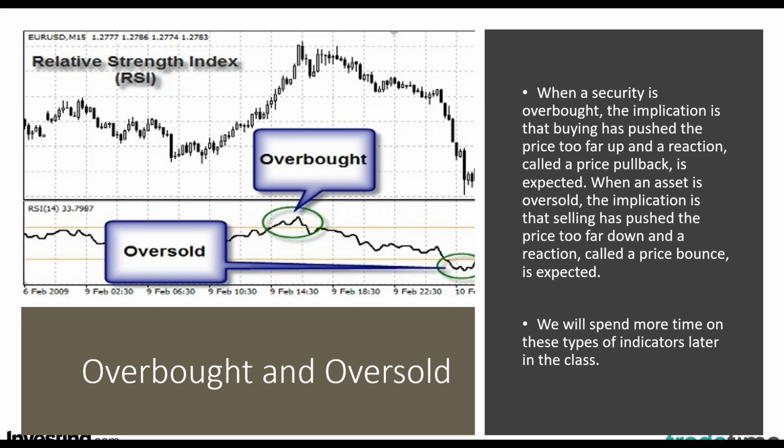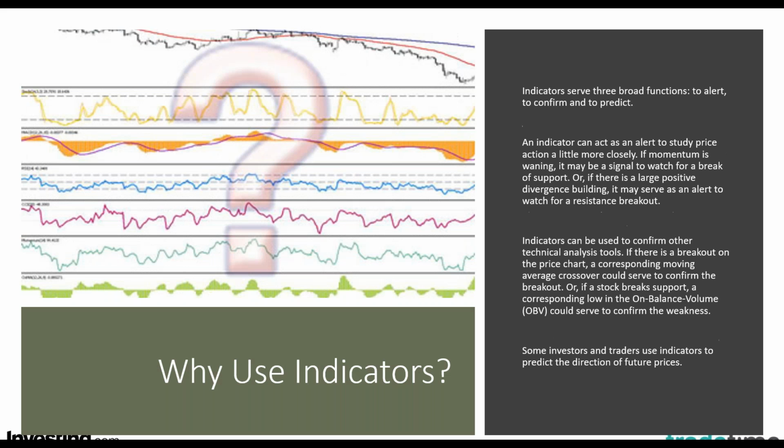So when a security is overbought, the implication is that buying has pushed the price too far up, and a reaction called a price pullback is expected. When an asset is oversold, the implication is selling has pushed the asset too far. But remember, as I said before, overbought and oversold markets can remain overbought and oversold for a period of time. They're just simply telling you that the price has been pushed up too fast and too high.